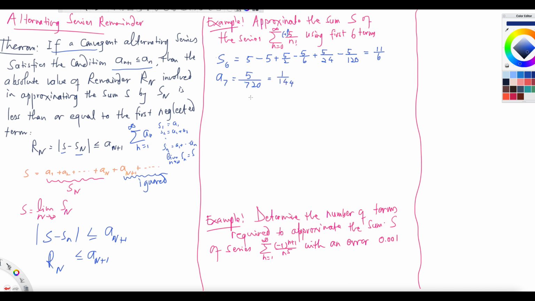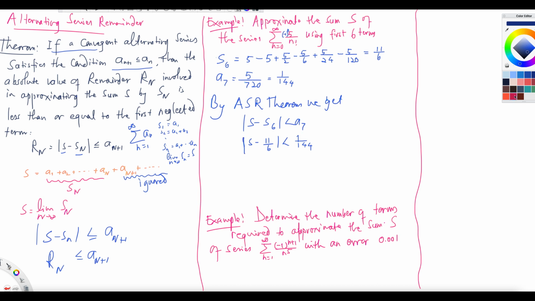By the alternating series remainder theorem, let me write that down. By the alternating series remainder theorem, we get S minus S6 is less than A7. That's what the theorem says, right? Now, what is S? We don't know S. What is S6? It is 11 over 6, and the absolute value is less than A7, which is 1 over 144.